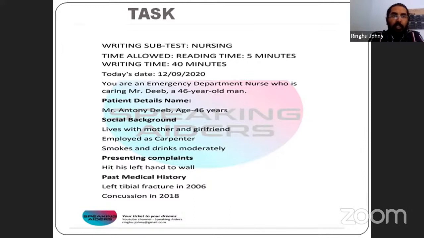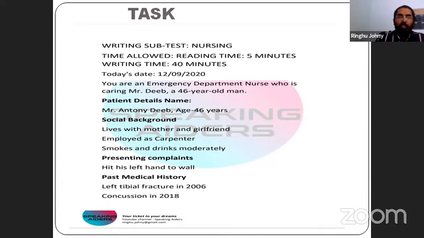12/9/2020. You are an emergency department nurse who is caring for Mr. Deeb, a 46-year-old man. Patient details: Mr. Antony Deeb, age 46. Social background: lives with mother and girlfriend, employed as carpenter, smokes and drinks moderately. Now, presenting complaints. Hit his left hand to wall. Past medical history: left tibial fracture in 2006 and concussion 2018.